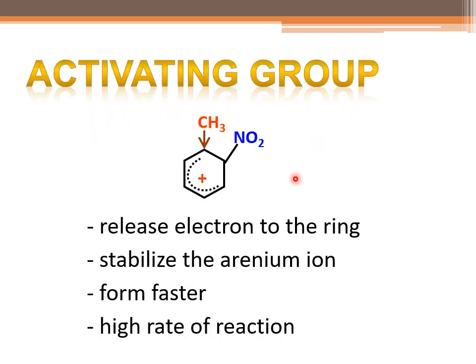For example, here we choose a methyl group. This is a toluene. What happened here is the methyl group will release electrons to the ring, making the arenium ion more stabilized. This effect will make it form a faster product, and it has a higher rate of reaction as the nitro group is going to be attached at the ortho position.